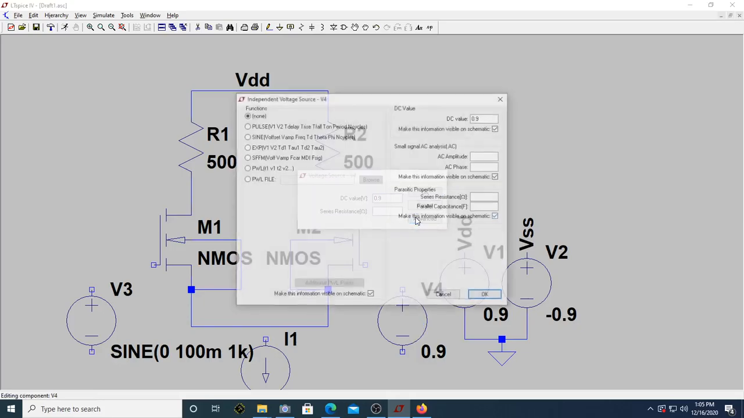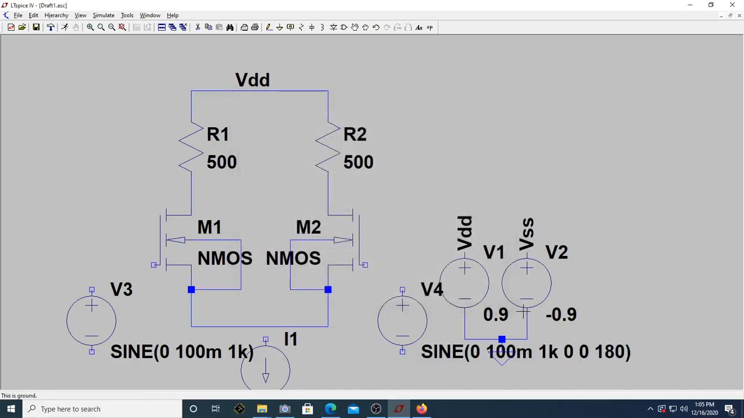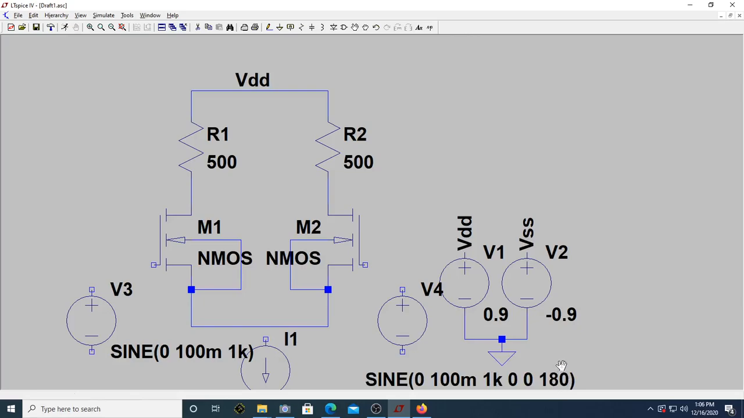Now let us take a sine wave. Now let us have the same 100 millivolt amplitude. Let the frequency be still 1k, but let us have a phase difference of 180 degrees, so that this corresponds to minus VID by 2. So VID by 2 is actually 100 millivolt. Of course, we are having the same VID by 2 for both of them, but the only thing is that we have made that negative by putting a 180 degree phase shift.